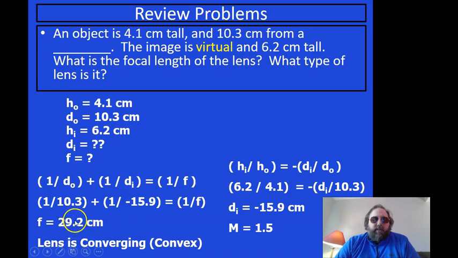Now let's say F had come out to be negative, right? What kind of lens would that have been? Well, if F had come out to be negative, that would have been a diverging lens, all right? So kind of keep track of that.